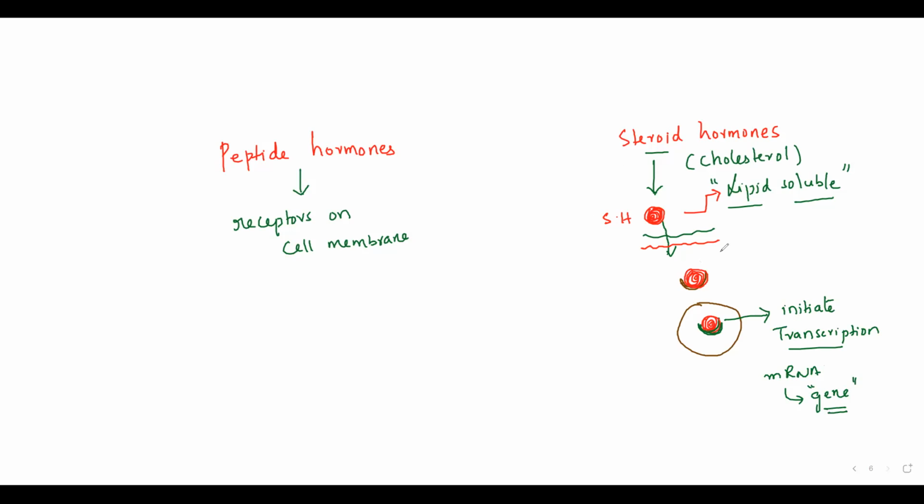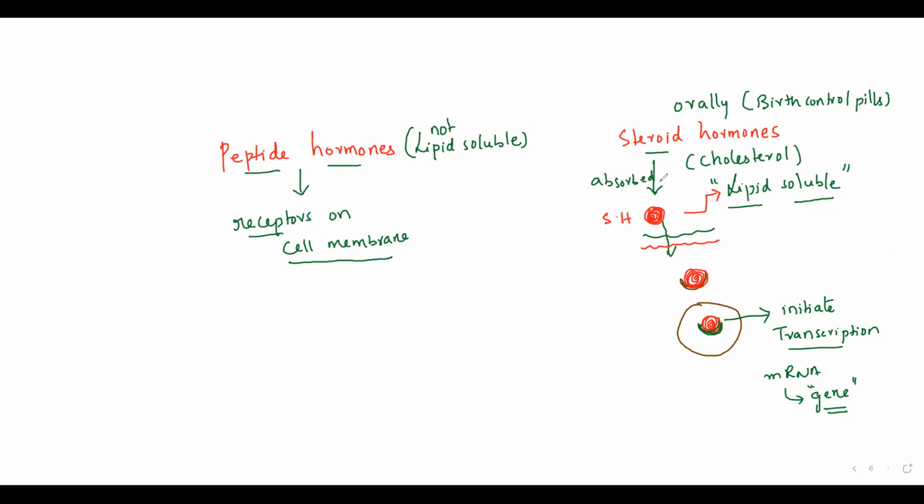So this is the steroid hormones, but the peptide hormones are going to have the receptors on their cell membrane only, because these are not lipid soluble. The other important thing I would like to specify is steroid hormones can be taken orally as medicines. For example, a birth control pill, a woman can take an estrogen pill. So that can be absorbed into the cells, into the body.